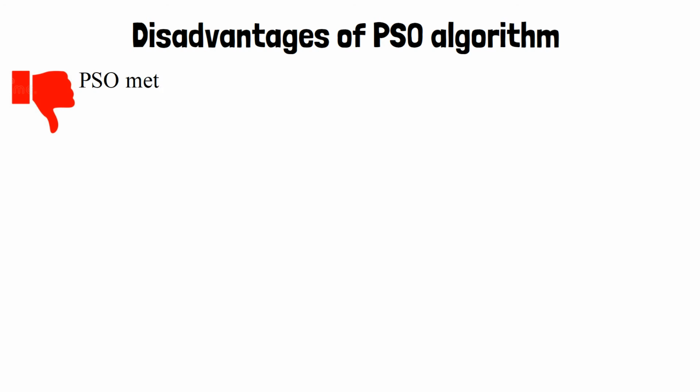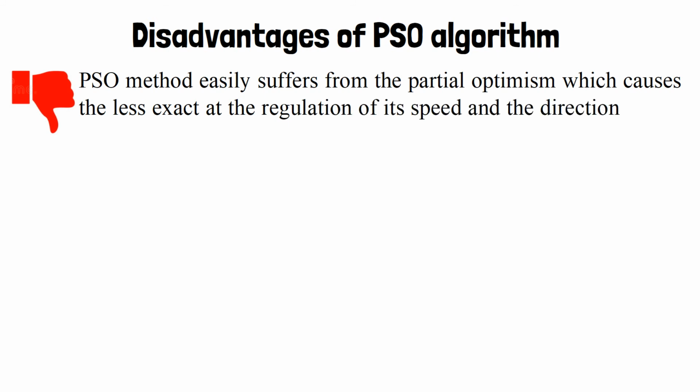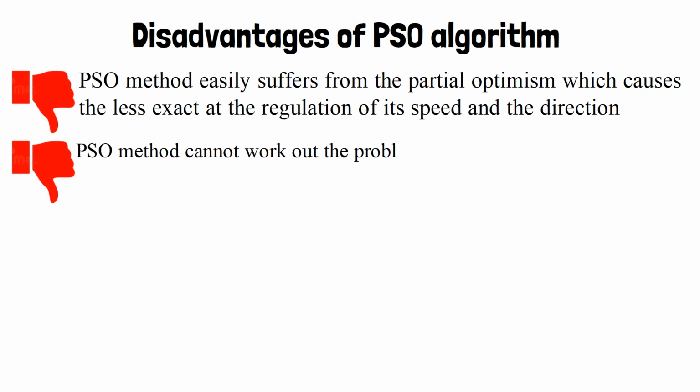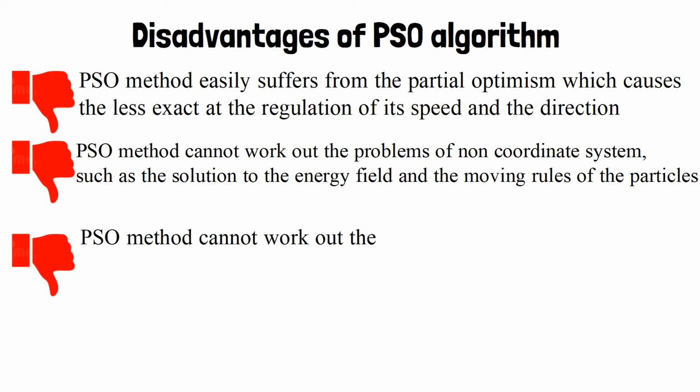The disadvantages of the PSO algorithm: the PSO method easily suffers from partial optimism, which causes less exactness in the regulation of its speed and direction. The PSO method cannot work out problems of non-coordinate systems, such as the solution to the energy field and the moving rules of the particles. The PSO method cannot work out the problem of scattering and optimization.